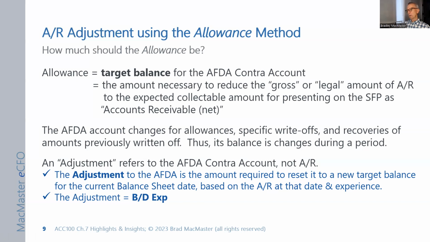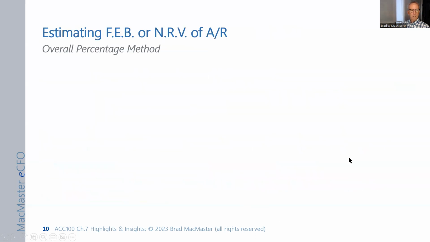So when it comes time to prepare a financial statement, like at the end of the year, we need to make an adjustment to the allowance for doubtful accounts contra account in order to bring that account to its target balance, okay? So that adjustment amount resets the allowance account to the target balance based on the current balance of accounts receivable. And the adjustment is also the amount that goes to the income statement as the bad debt expense.